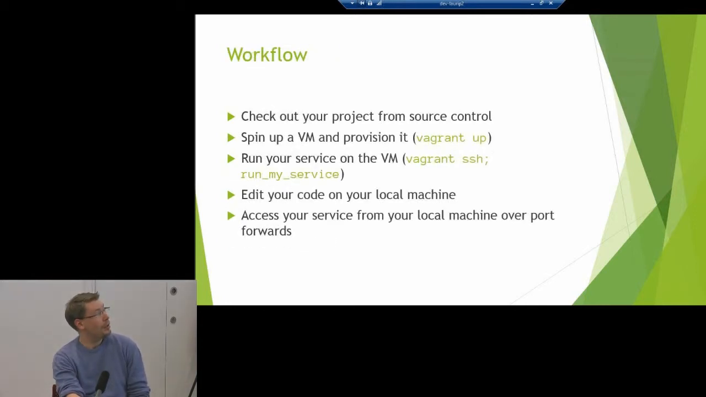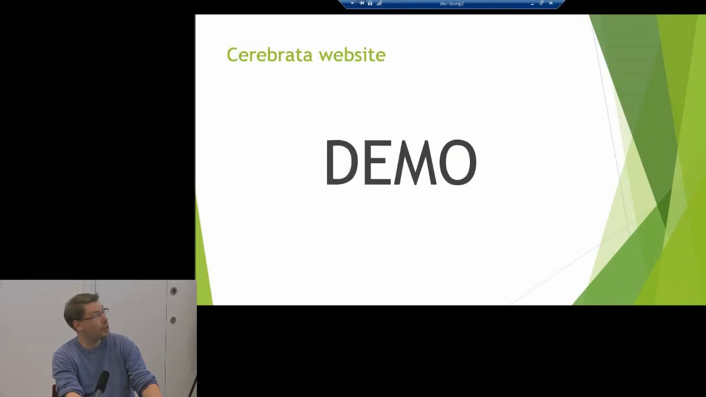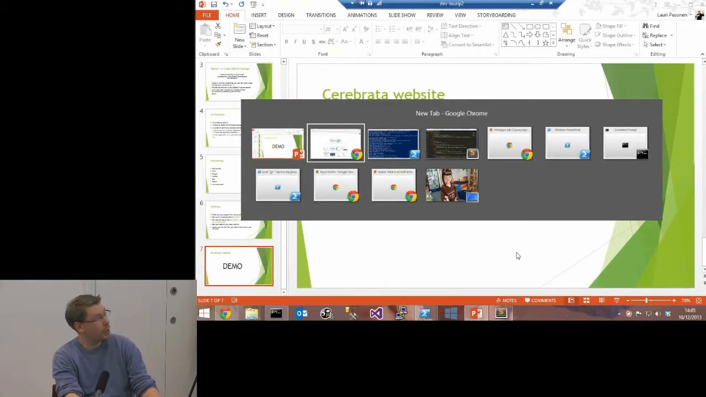So I'm basically going to demo now how this works. You can check out the project from source control, run Vagrant up on it, and then SSH into the thing and launch your project and edit source files from your local desktop inside the VM via network mount, and then access the service over forwarded ports from your local machine. So let's see if this works.